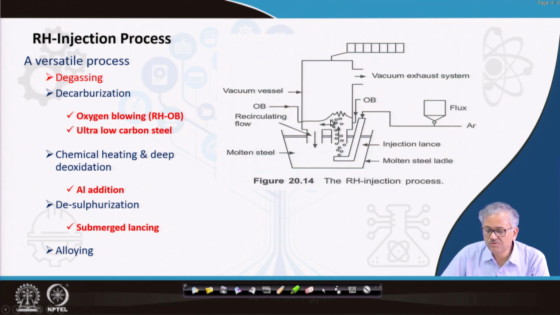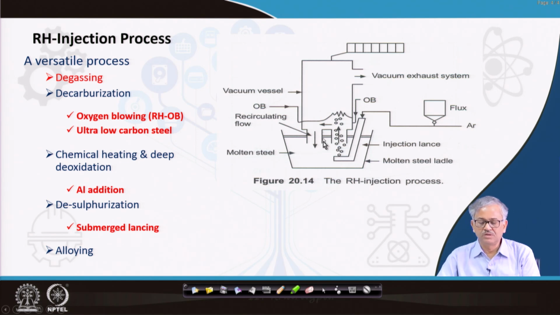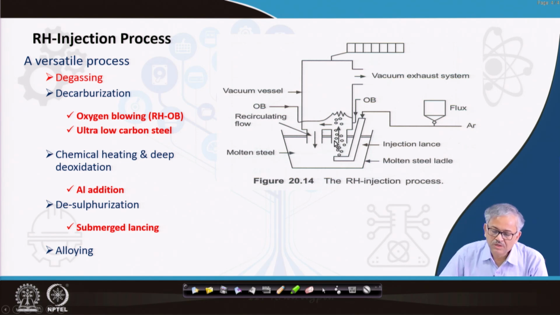So you take out some liquid into the vacuum chamber and decarburize it, and then the carbon will come down. This is the way it goes on. You have a particular recirculation velocity, and you can take out some amount of liquid. So that way it is done. And then ultra low carbon steel, that is the thing. If you want to produce IF steel, you can do it in the RH vessel very easily. So this is the way it is done.